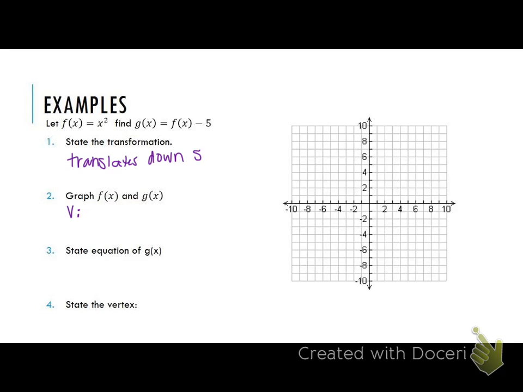So what is my vertex of f of x? What is the vertex of f of x? It's always 0, 0. What is the vertex going to be of g of x? 0, negative 5. Because it's translating the vertex down 5. So we start at 0, 0, and we go out 1, up 1. Out 2, up 4. Out 3, up 9.